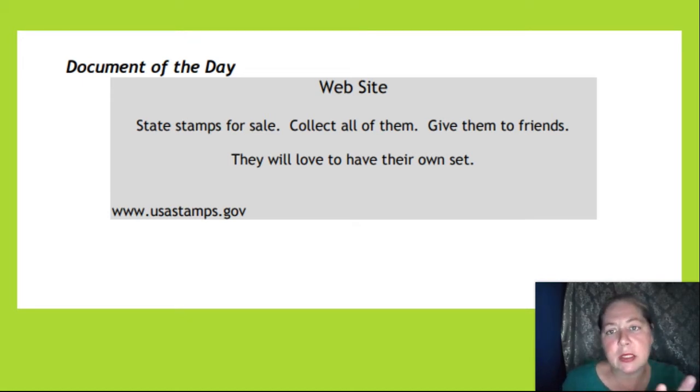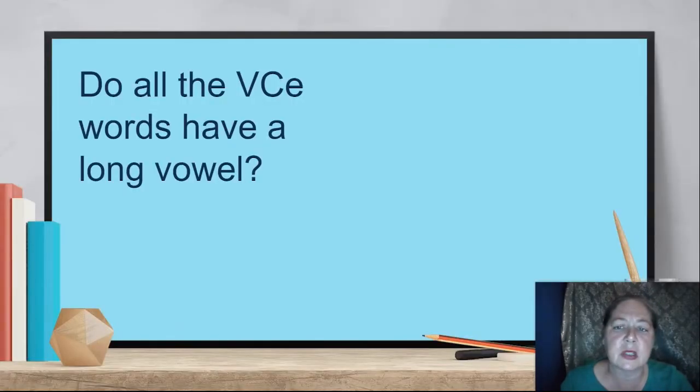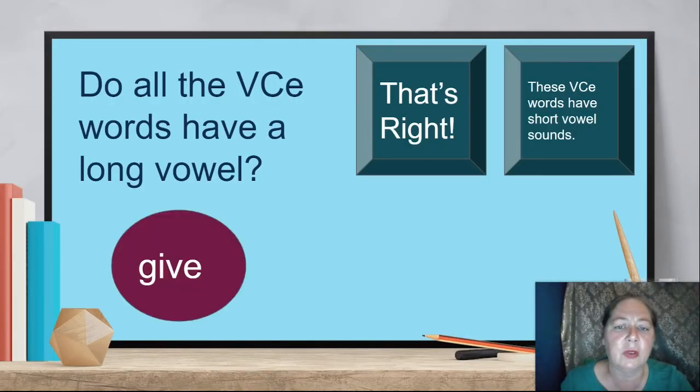But if you read this document of the day to yourself, and we'll talk about it in class, you'll notice that there are words that end in E but don't have a long vowel. So why is that? Those words aren't following the rules. Is it even a rule? It is a rule, but there are some exceptions. We'll talk about that in class, so look it over first.